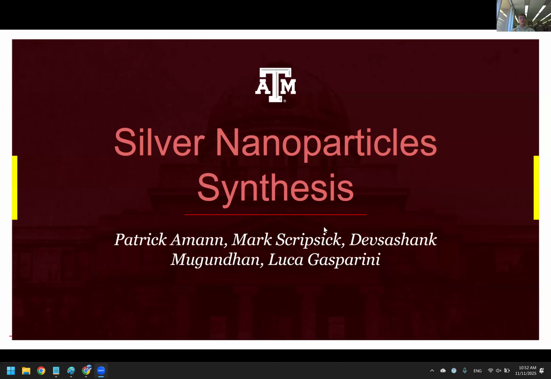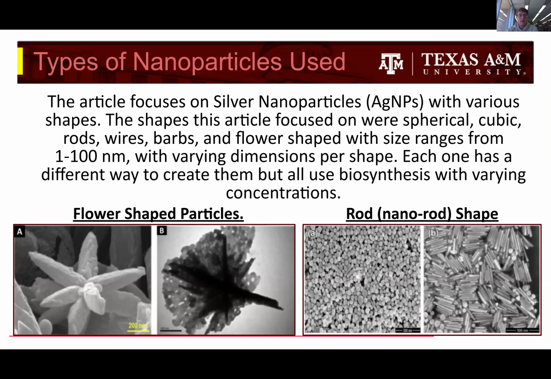The types of nanoparticles used in the articles we found mostly focused on silver nanoparticles with various shapes. These shapes in this article were spherical, cubic, rods, wires, barbs, and flower shapes, with size ranging from 1 to 100 nanometers, with varying dimensions per shape. Each one had a different way to create them, but all used biosynthesis with various concentrations. The two photos show a flower-shaped particle, the bottom left one, and the bottom right one is the rod-shaped particle.